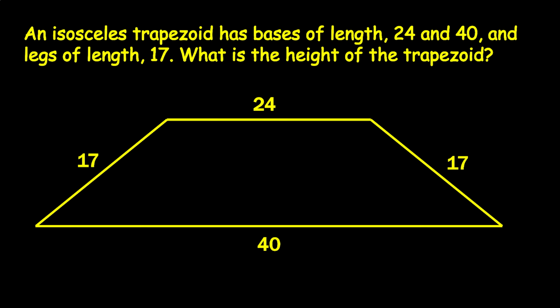In this video, we will be using right triangles to solve more complicated figures. An isosceles trapezoid has bases of length 24 and 40 and legs of length 17. What is the height of the trapezoid?